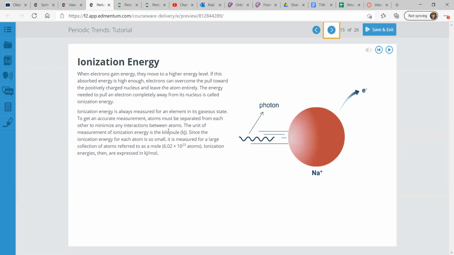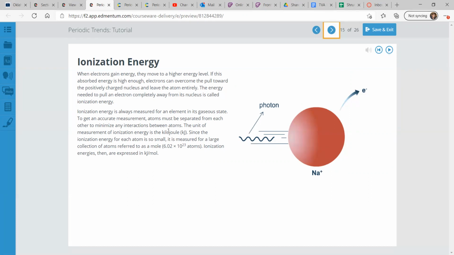To get an accurate measurement, atoms must be separated from each other to minimize any interactions between atoms. The unit of measurement of ionization energy is the kilojoule, or kJ. Since the ionization energy for each atom is so small, it is measured for a large collection of atoms referred to as a mole.